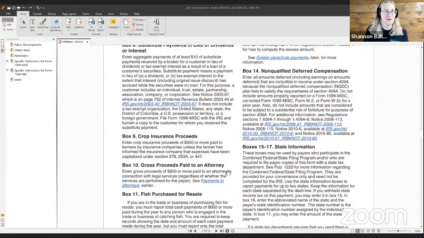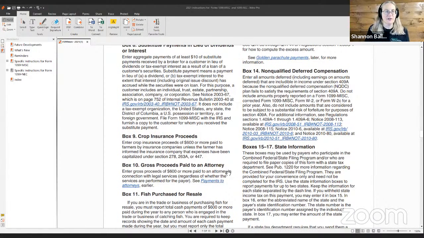Substitute payment means a payment in lieu of (A) a dividend, or (B) tax-exempt interest to the extent that the interest, including original issue discount, has accrued while the securities were on loan. For this purpose, a customer includes an individual, trust, estate, partnership, association, company, or corporation. See Notice 2003-67, which is on page 752 of the Internal Revenue Bulletin 2003-40 at irs.gov.